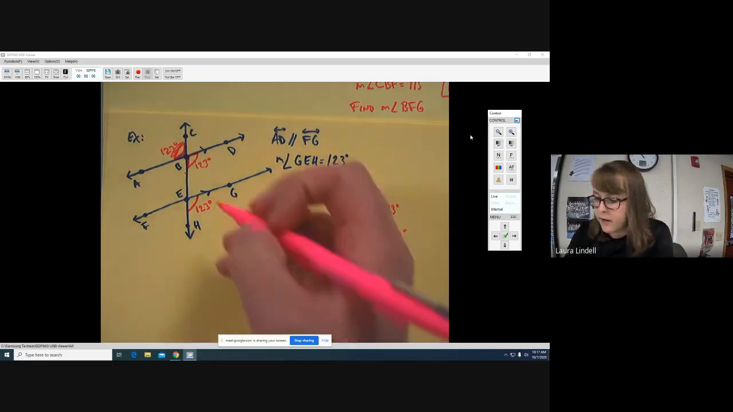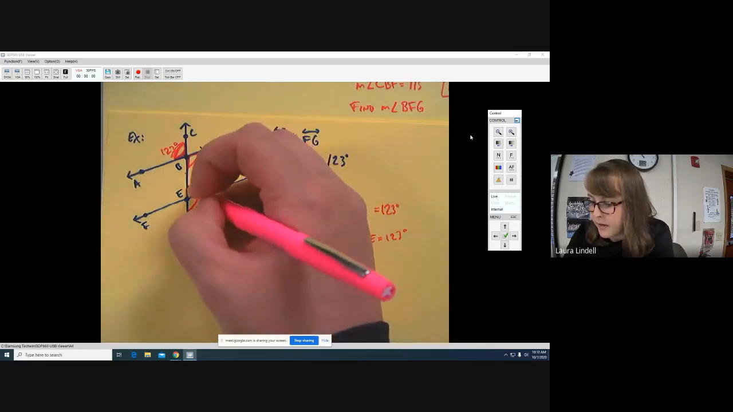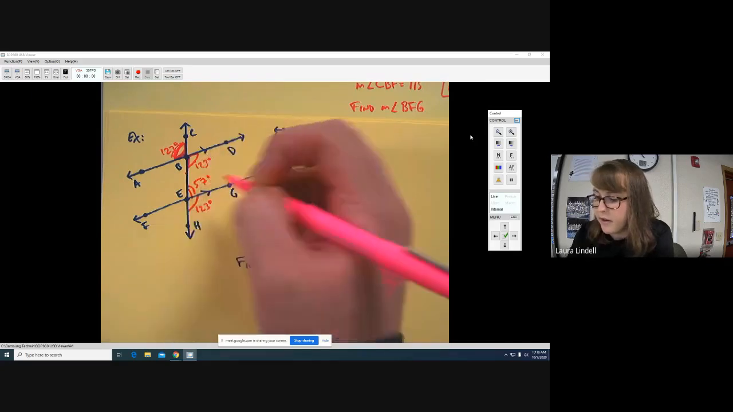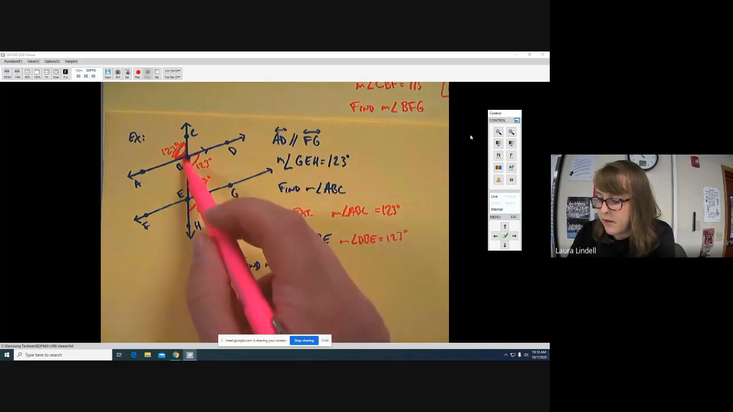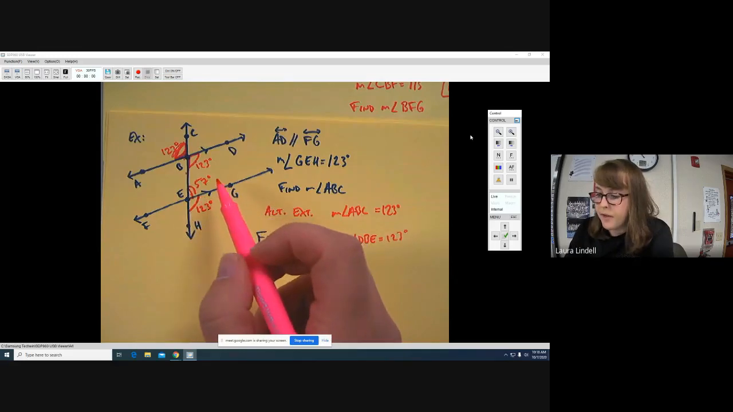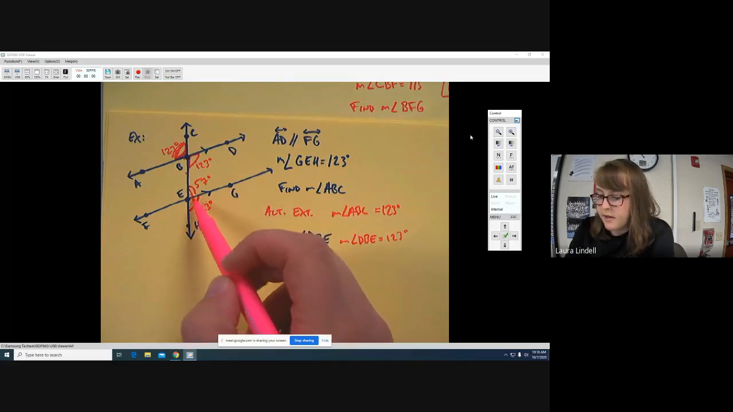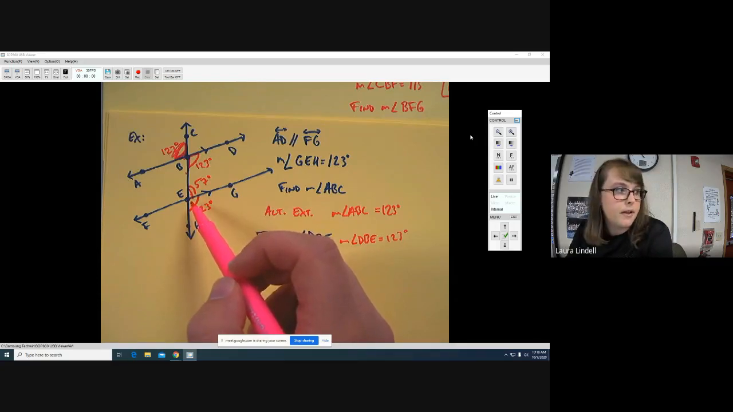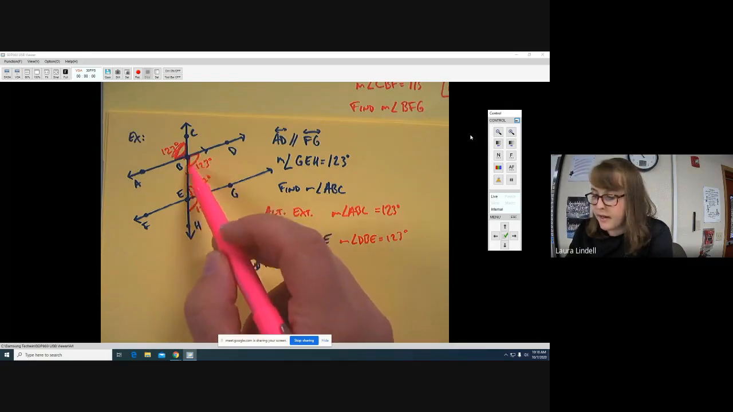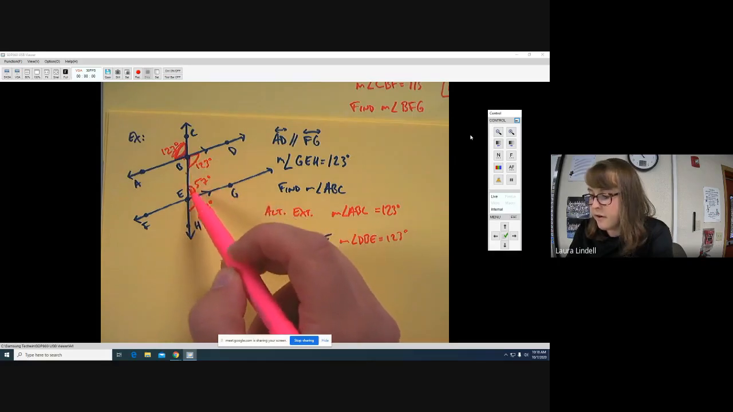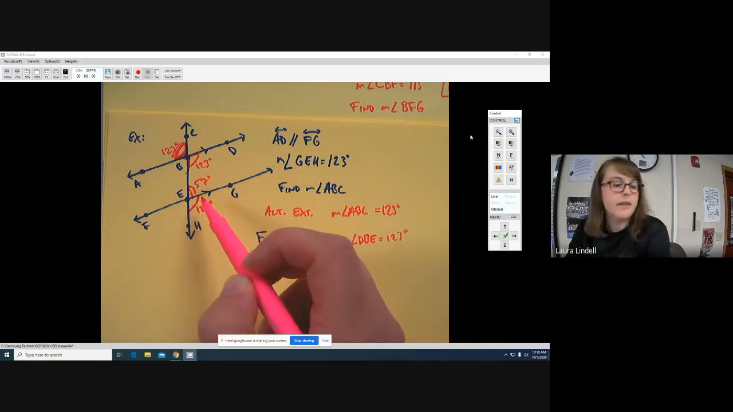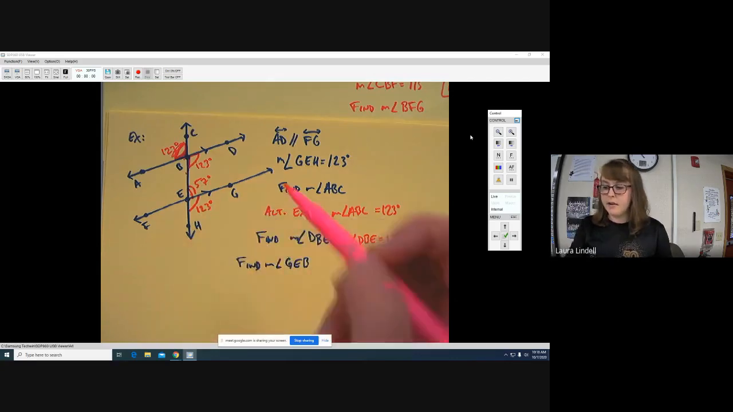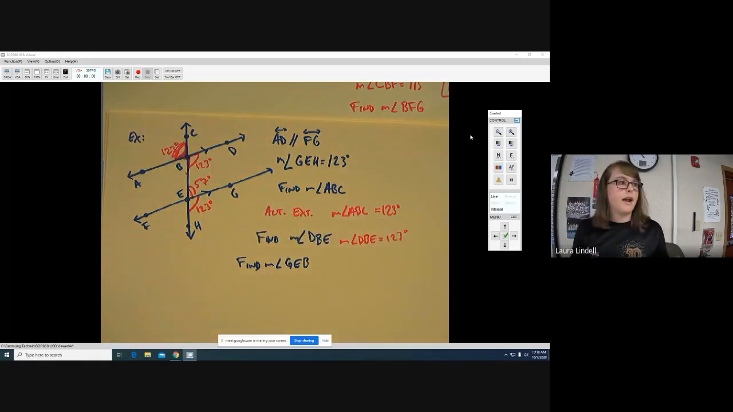And there are a couple different possible ways to get that this is 57 degrees. GEB, that's this angle. One way is to think that this is a linear pair, right? That means they're going to add to 180. Another way is to think that this angle that we just found is consecutive interior with this new angle. So that would also tell me that they add to 180. So those are some different ways that you could think about that particular one. Okay.